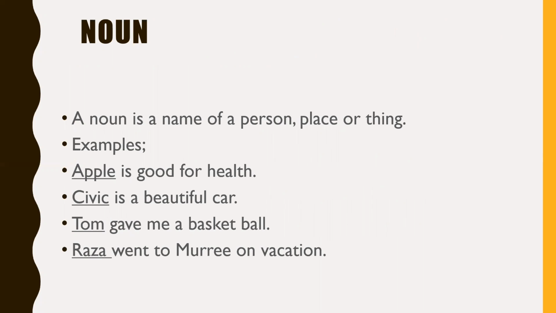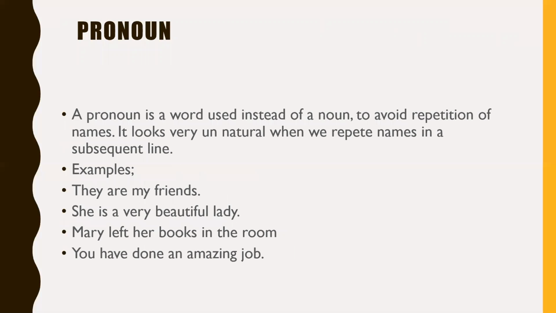Look at the examples. Apple is good for health. Now, apple is a thing here, so it is a noun. Civic is a beautiful car. Civic is the name of a car, so it is a noun. Tom gave me a basketball. Tom is the name of a person, so it is a noun. Raza went to Murree on vacation. Now here there are 3 nouns: Raza, Murree, and vacation. Understand? Now come to the next one.